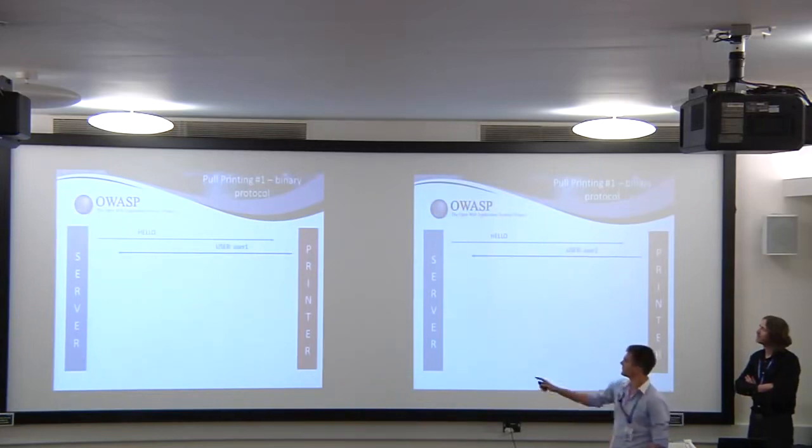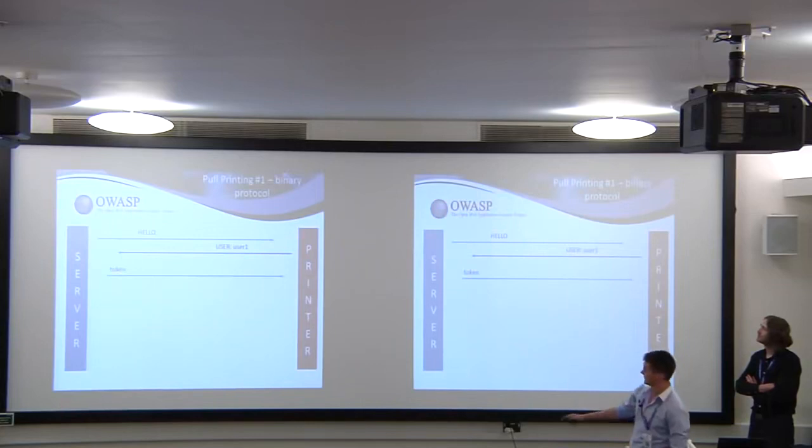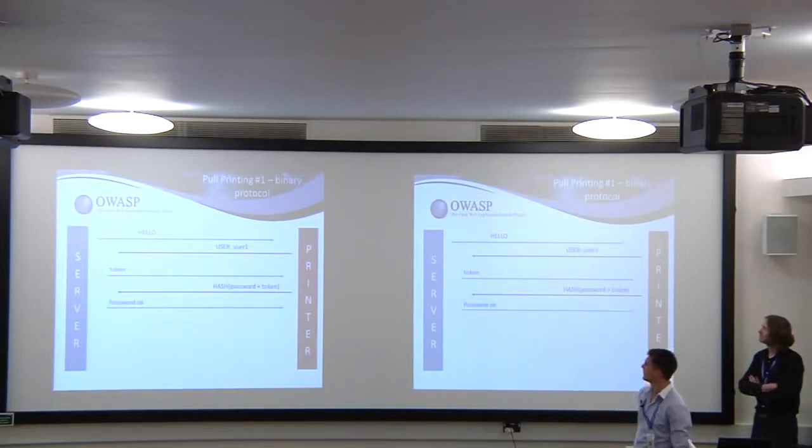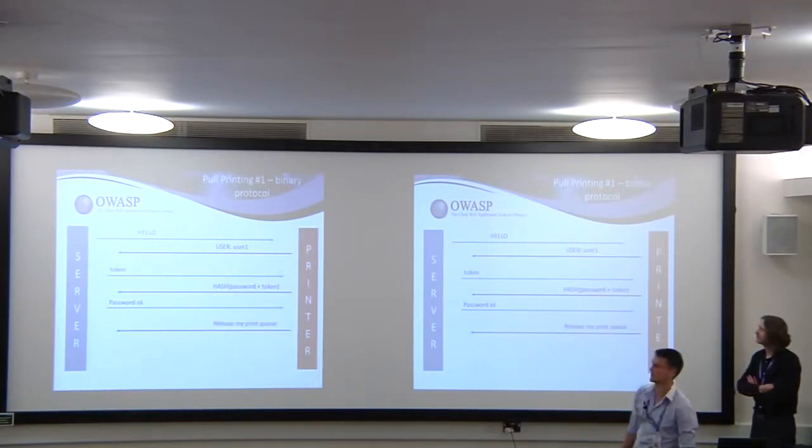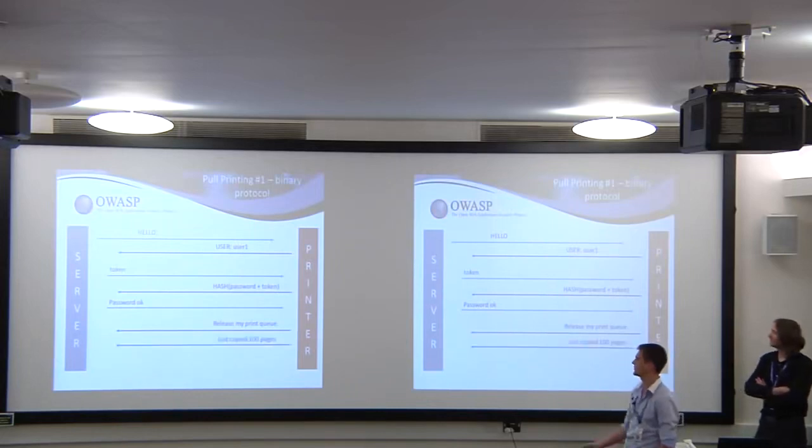So first, the server sent some hello message. The printer responded with the username. The server sent a token. The printer responded with a hash of the password plus token. The server verifies if the password is okay, then the printer sends the actual command to release the print queue, or for example, I copied 100 pages, charge me for it. And then the server says, okay.